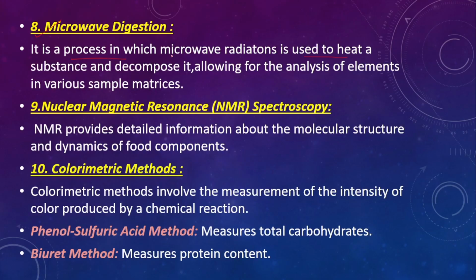It is a process in which microwave radiation is used to heat a substance and decompose it, allowing for the analysis of elements in various sample matrices. Microwave digestion is used in the food industry to break down complex food matrices into simple components for elemental analysis, such as determining trace metals or minerals. This technique uses microwave energy to rapidly heat and pressurize the sample in acid, speeding up digestion and ensuring complete breakdown of the organic material.